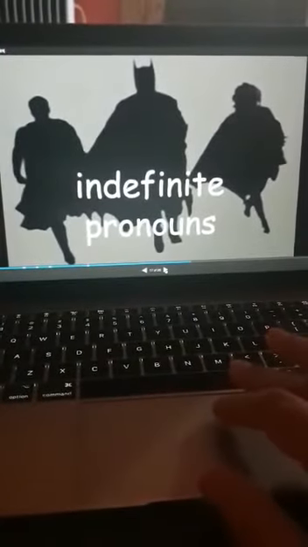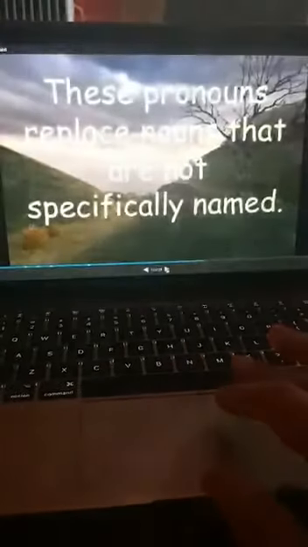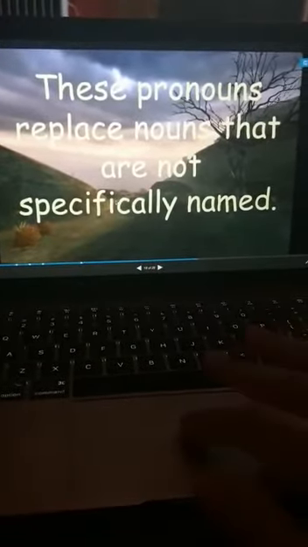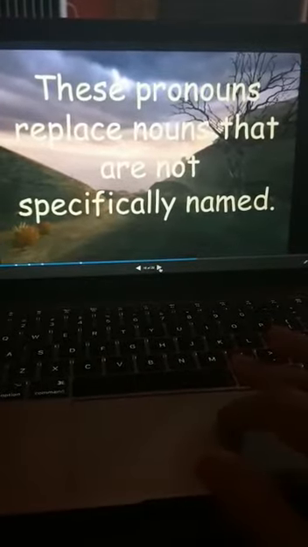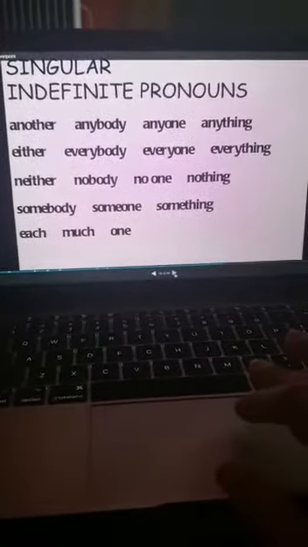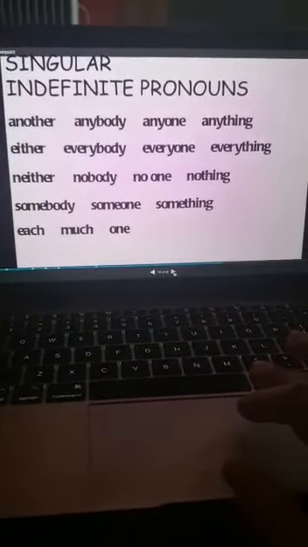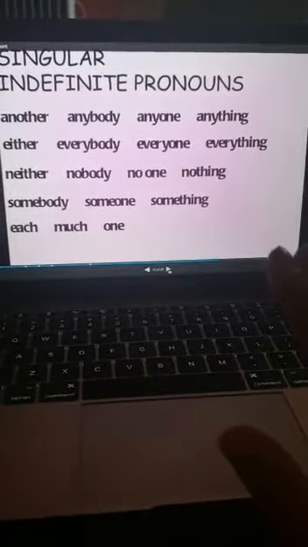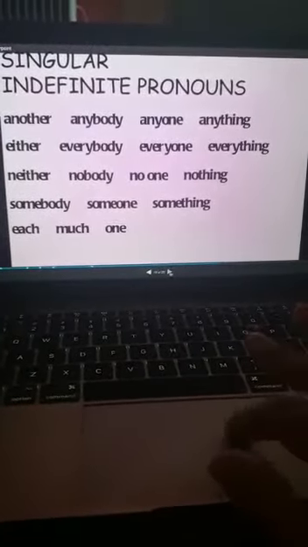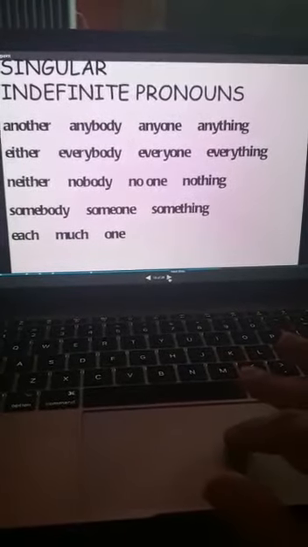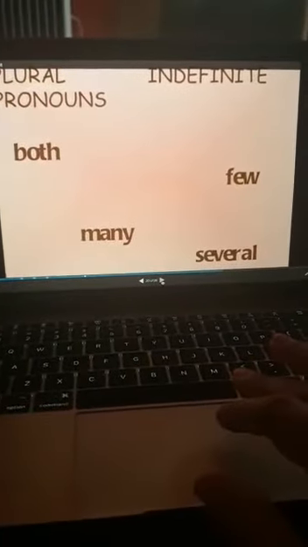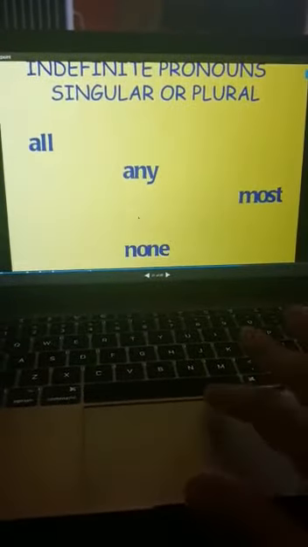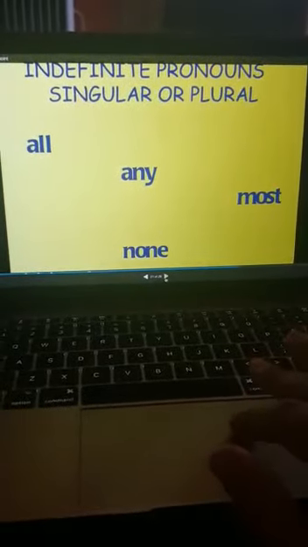Now, indefinite pronouns, when there is nothing definite in the pronoun, when we do not have the exact number or specifically named pronoun. These pronouns replace nouns that are not specifically named. So these are the singular indefinite pronouns: another, anybody, anyone. See, there is nothing definite in this. We are not pointing out a particular pronoun like you, he, she. So here it can be anyone. These are singular indefinite pronouns, and here we have plural indefinite pronouns. Indefinite pronouns can be used as singular as well as plural.